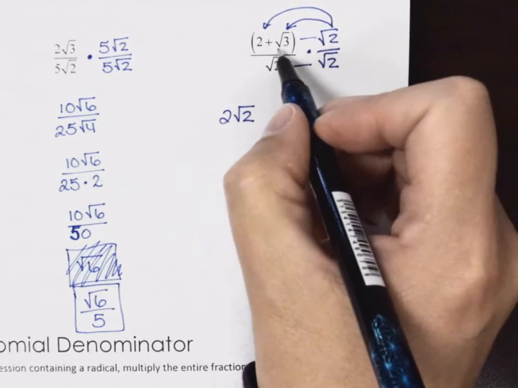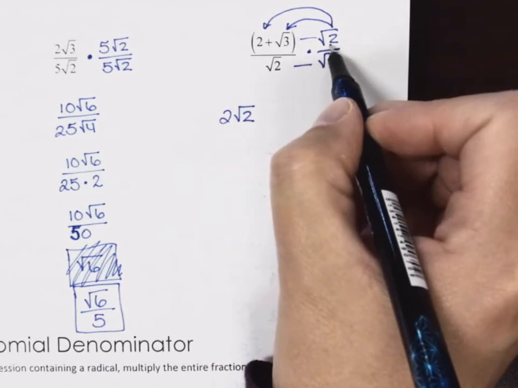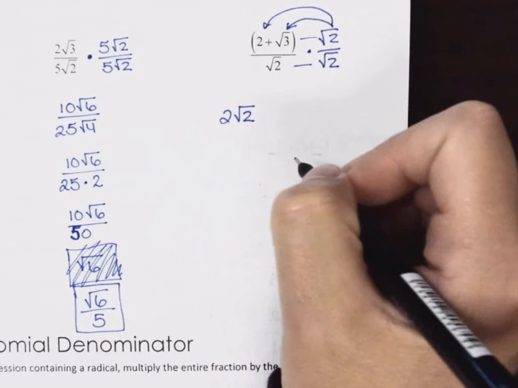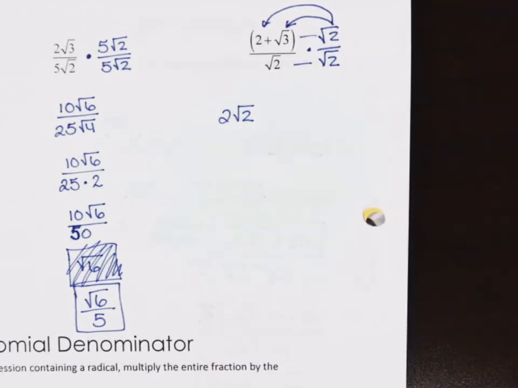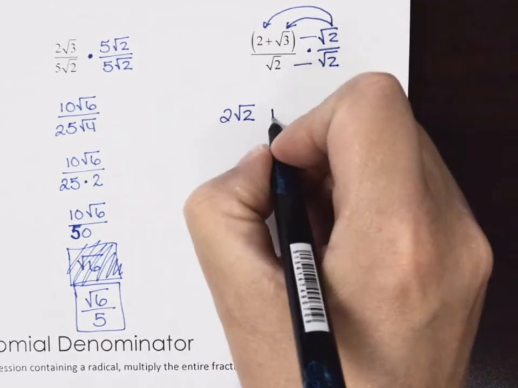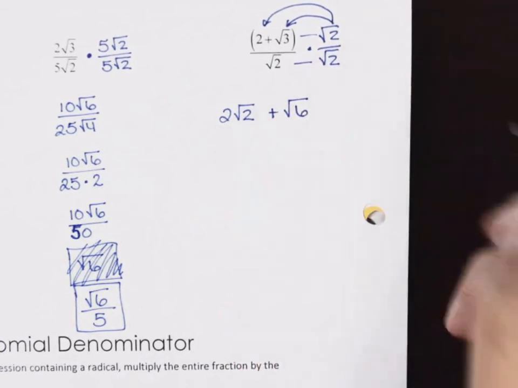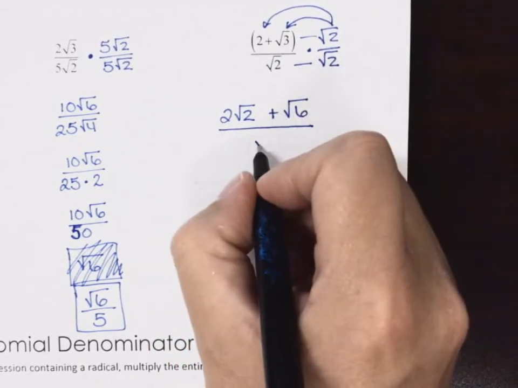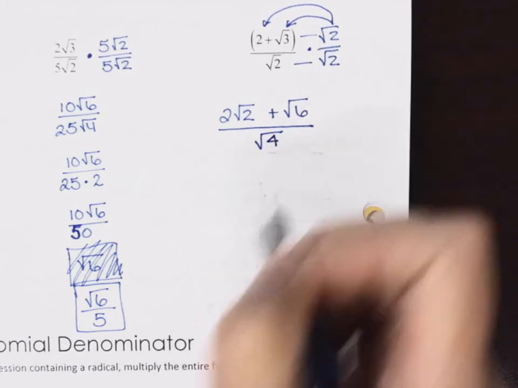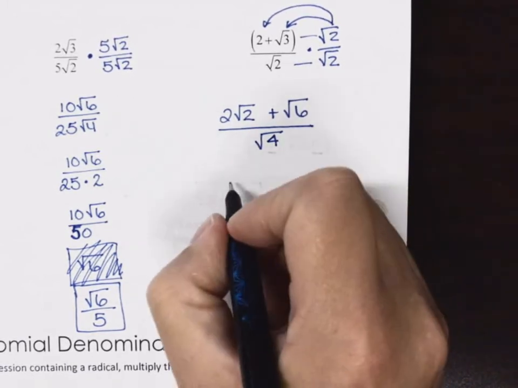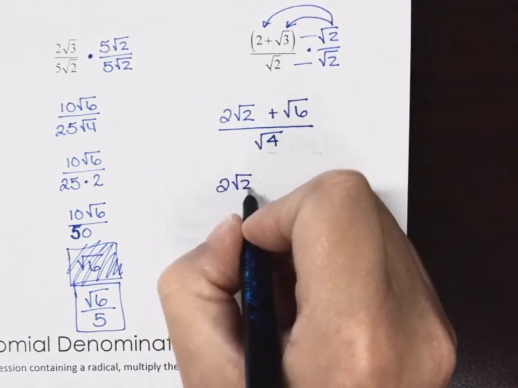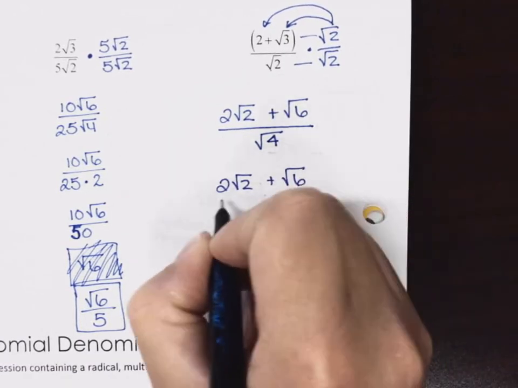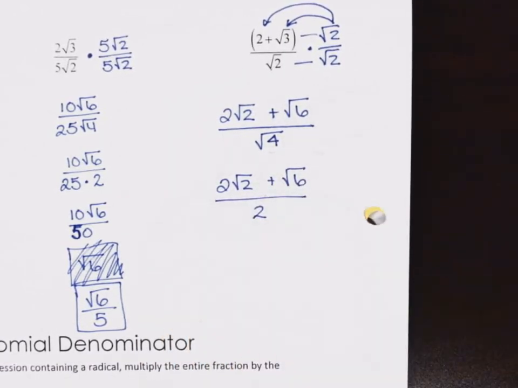And then root 3 times root 2. Root 6. Is it plus or minus root 6? So it's going to be add root 6. And then root 2 times root 2 is going to give me root 4. And then we're going to have 2 root 2 plus root 6 all over 2.